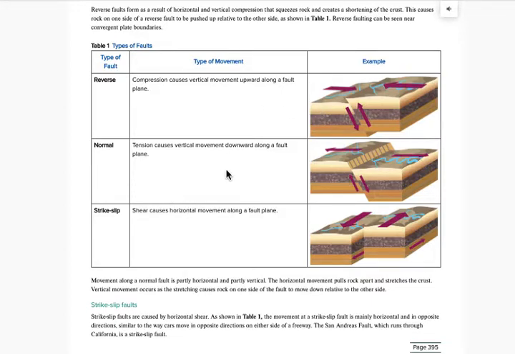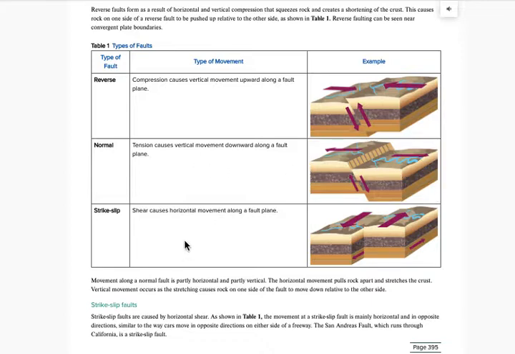Then a normal fault will move horizontally and vertically, but away from each other. They're kind of pulling away from each other, is a normal fault.